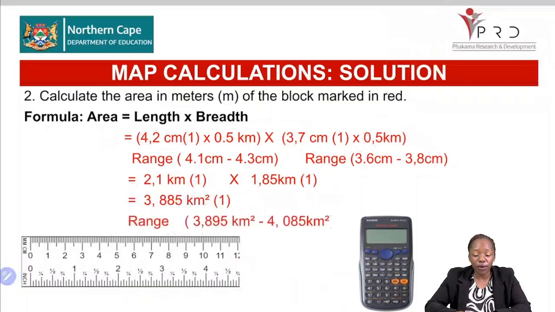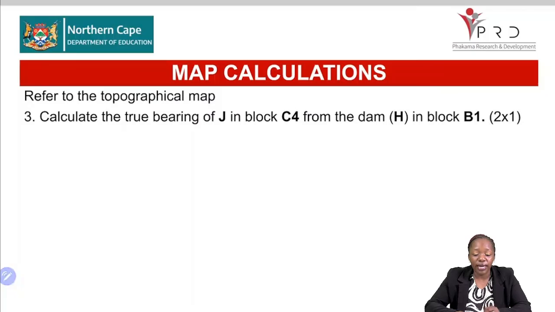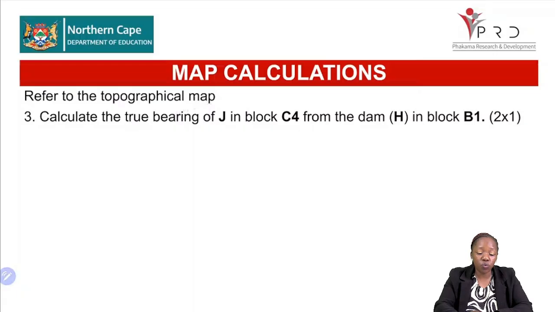Then we're looking at our next calculation. In our next calculation, it's saying refer to the topographical map. So we are still within the topographical map, but now we are calculating a true bearing. Where are we calculating a true bearing of J in block C4?